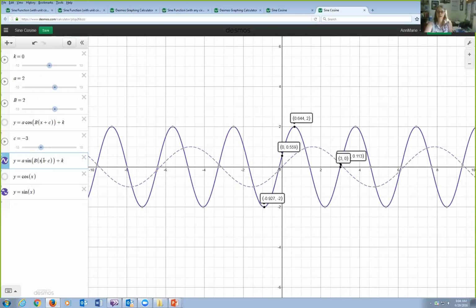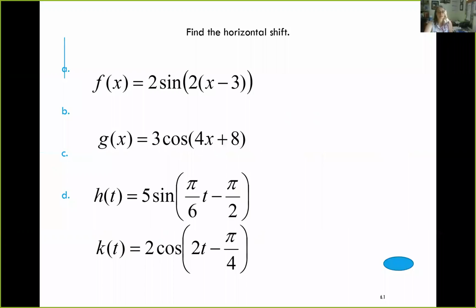So whatever we have added to my x results in a horizontal shift of that many units. It looks weird because it's backwards, as horizontal shifts always are. But for this first one, we shifted 3 units. Now this gets a little tricky when we talk about something like this. How many units is this going to shift?